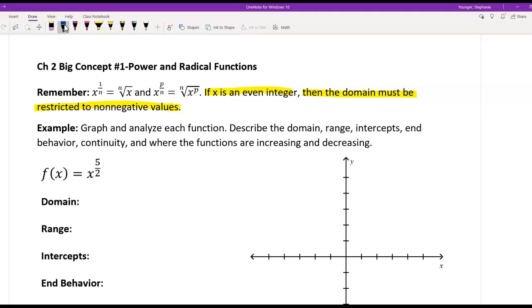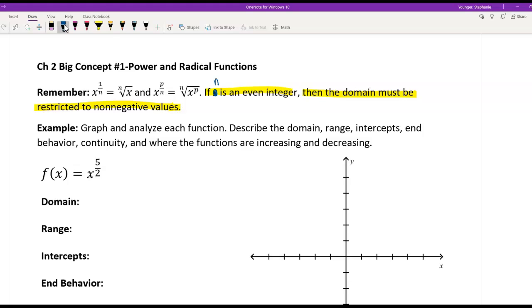All right, y'all, even as I said that, I knew it was wrong. I kept saying, that doesn't sound right. So yes, if n is an even integer, then the domain must be restricted to non-negative values.